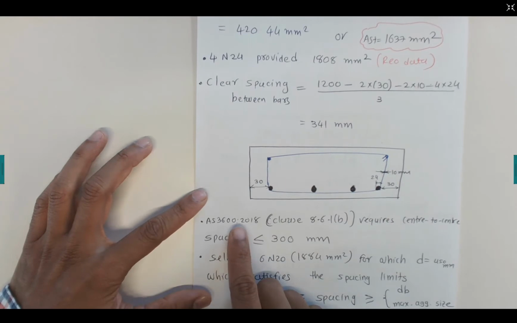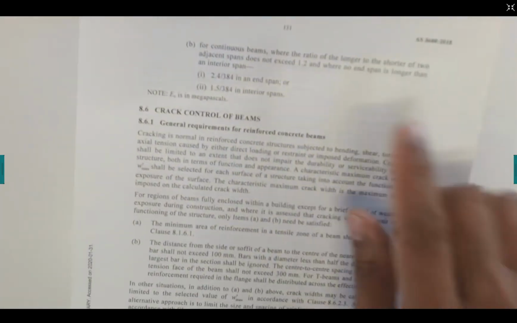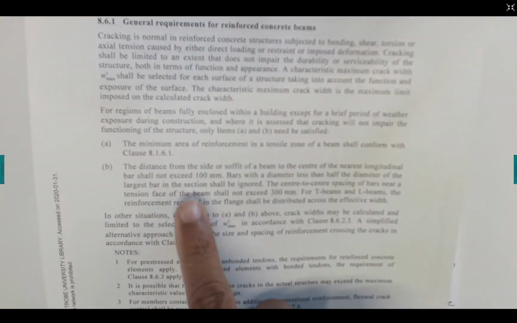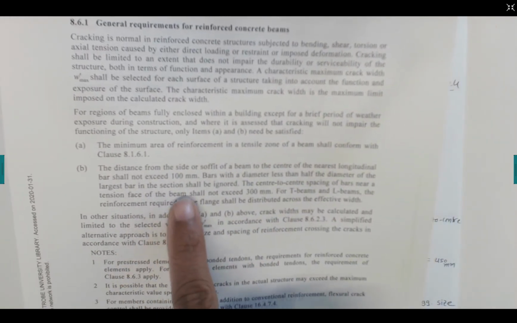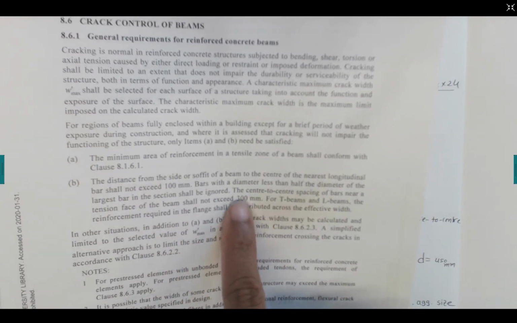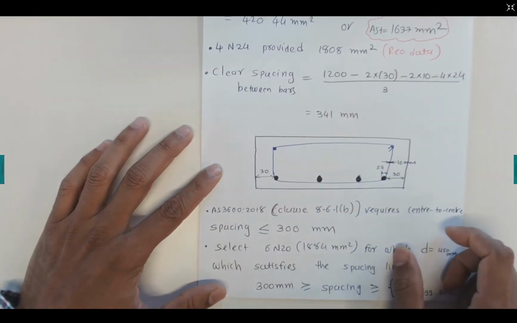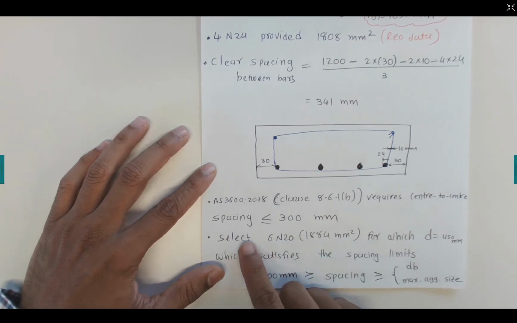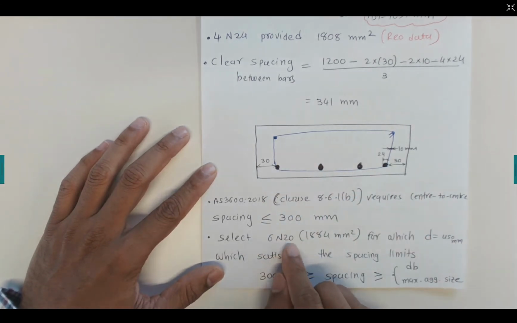Now in Australian Standard 3600, clause 8.6.1b, on page number 131, it has one sentence: center to center spacing of the bars near a tension face of the beam shall not exceed 300 millimeters. So the maximum spacing distance is 300 millimeters. But we get 341, so it does not satisfy the condition of the Australian standard. So we need to select 6 N20 bars, like we need to reduce the spacing, so we need to provide more bars here so we can reduce that one.